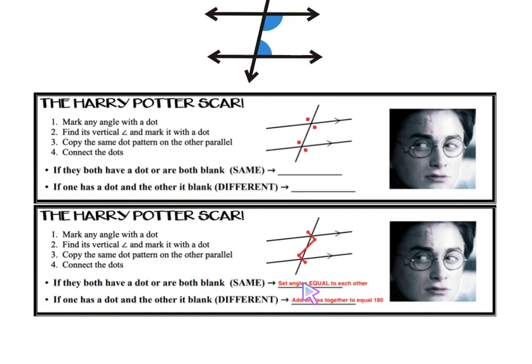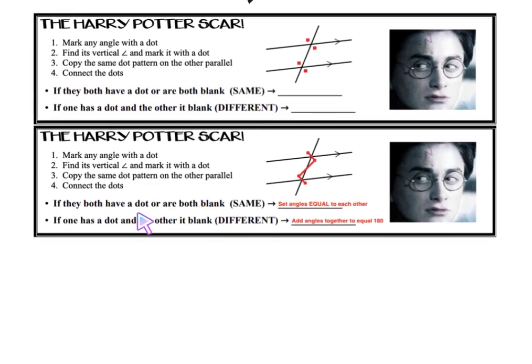And then the little trick to remember is if both your angles have a dot, then they're equal to each other. Or if both your angles are blank and don't have a dot, then they also are equal to each other. If one angle has a dot and the other is blank, that means they're different, and then they're going to add up to equal 180 degrees. Okay, so that's just a little trick if you want like a cheat sheet.